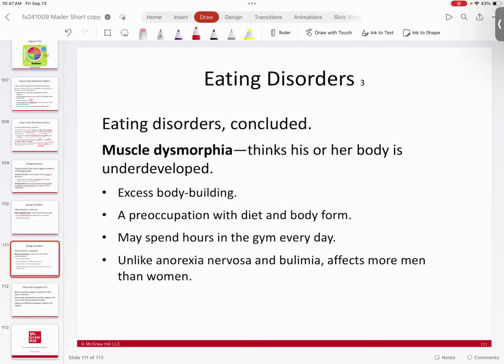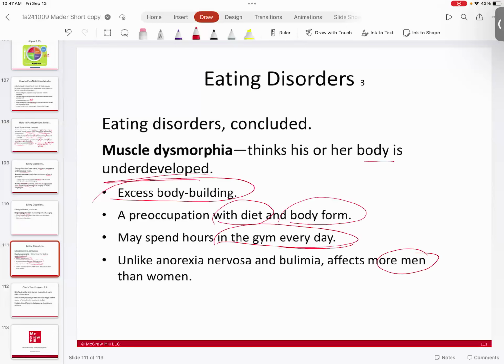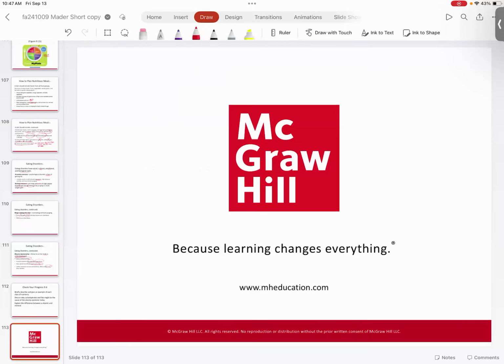Muscle dysmorphia basically is a situation where a person thinks their body is underdeveloped, right? Oftentimes you see this in bodybuilders, where they have a preoccupation with the size of their body. They think their body is underdeveloped all the time. So they'll be obsessed about their diet and their body form. They'll do all sorts of wacky, crazy things with their diet, which is oftentimes not very good for their body. They're constantly in the gym, constantly trying to build that body. In this case, it tends to hit more men than women. Okay. So that is the end, finally, of chapter 9.